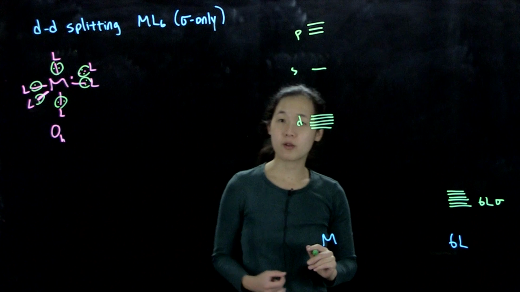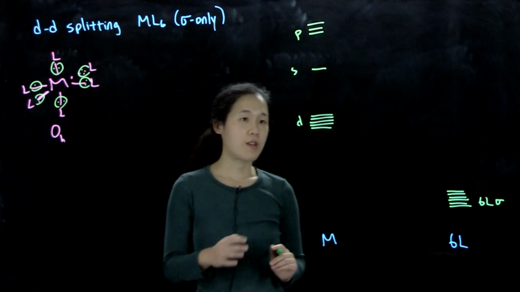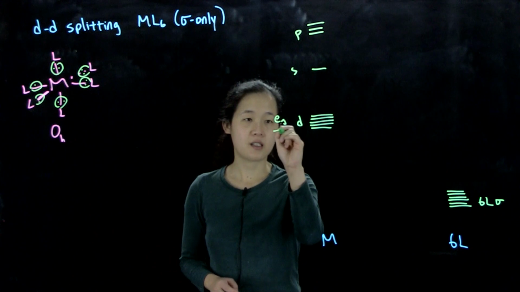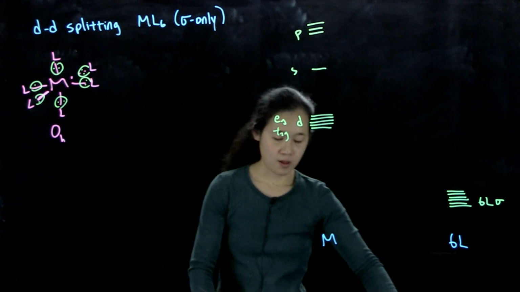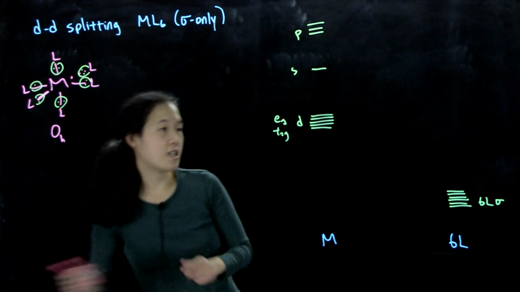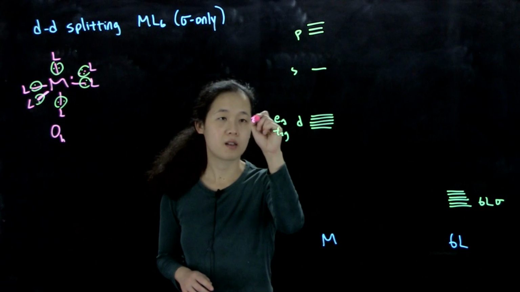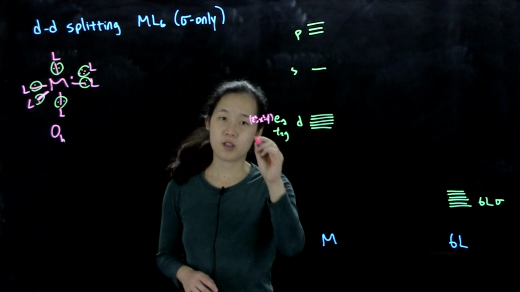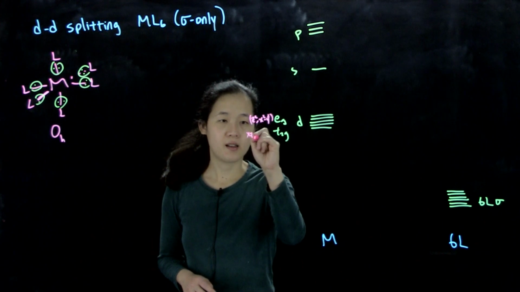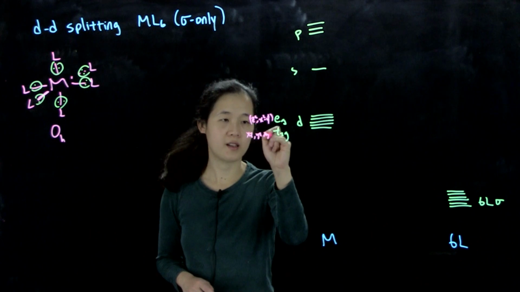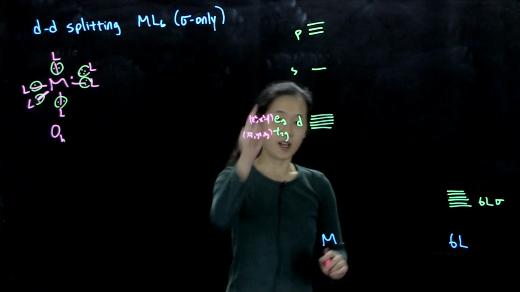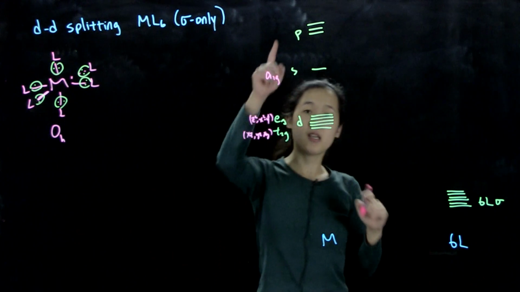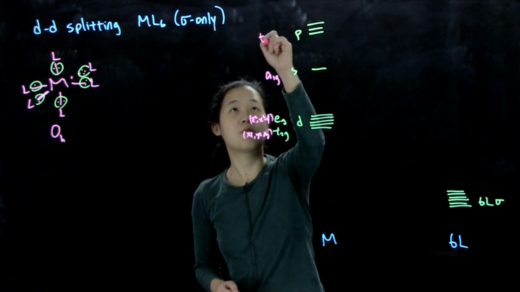If you look on your character table under the OH point group, we know that the d orbitals transform as Eg and T2g. The Eg are dz squared and x squared minus y squared. And then the T2g are xz, yz, xy. The s transforms as A1g, and then the p orbitals transform as T1u.